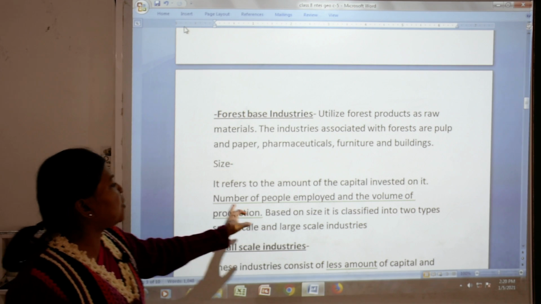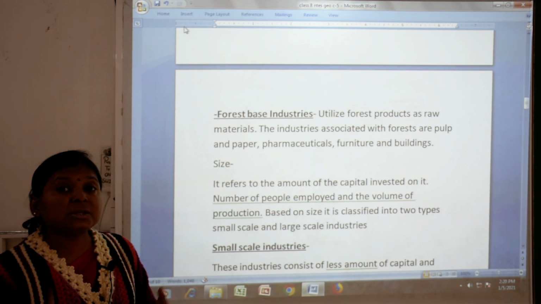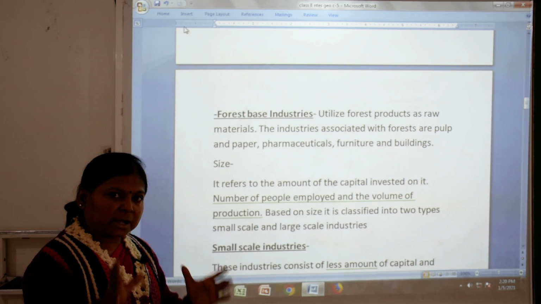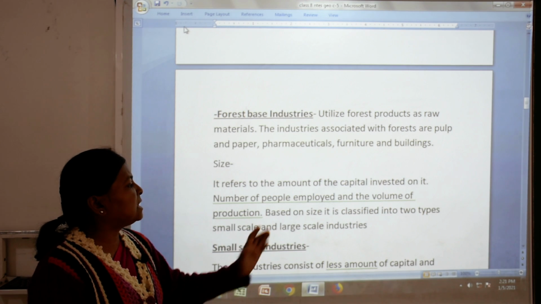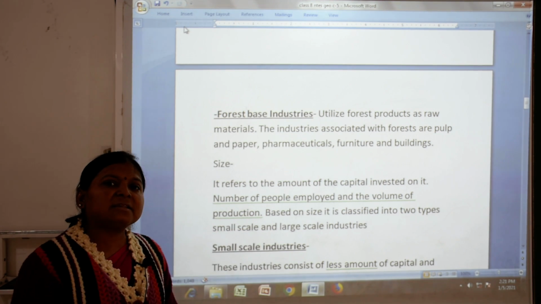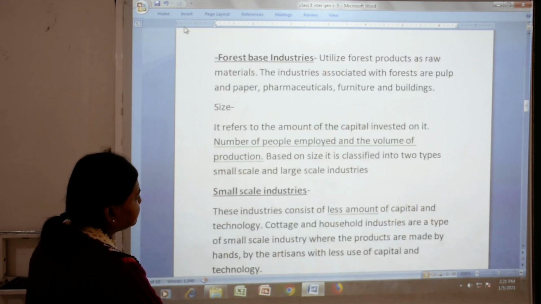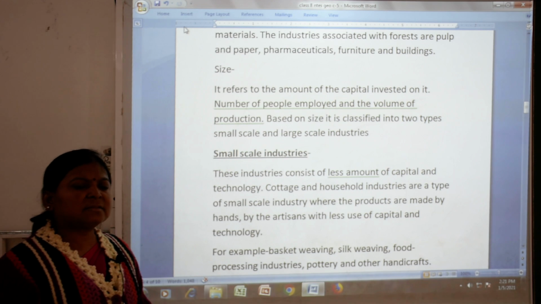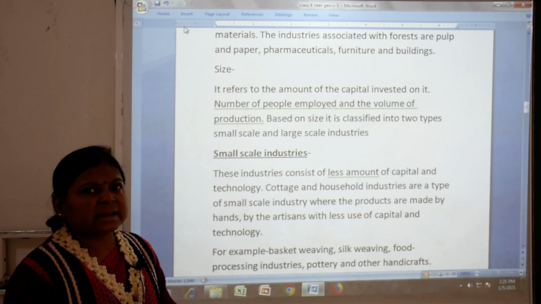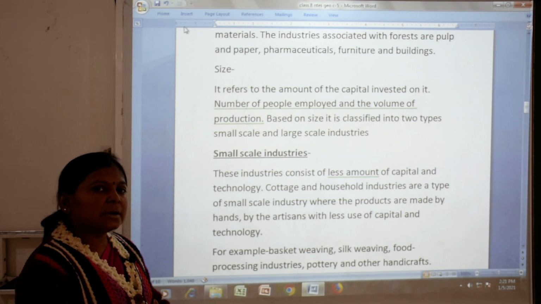So the first one is how much capital we invested, second is how many people are employed, and what is the volume of the production. According to this, based on the size, it is classified into two types: small scale industries and large scale industries. Small scale industries consist of a very small amount of capital, meaning they are using less money and technology.